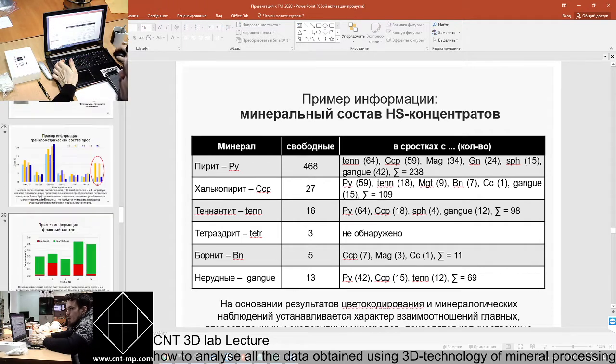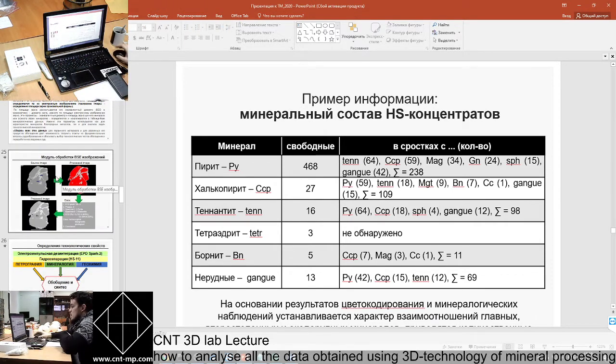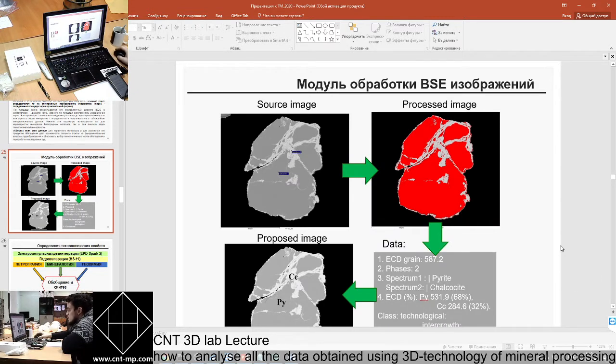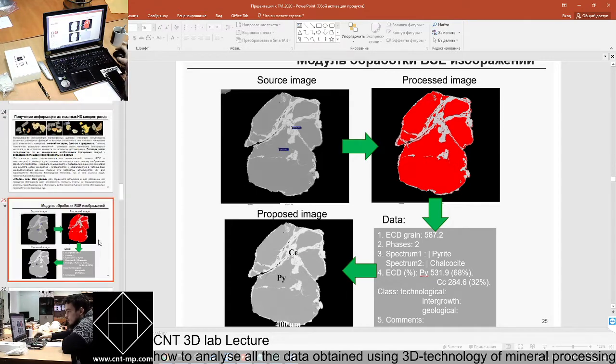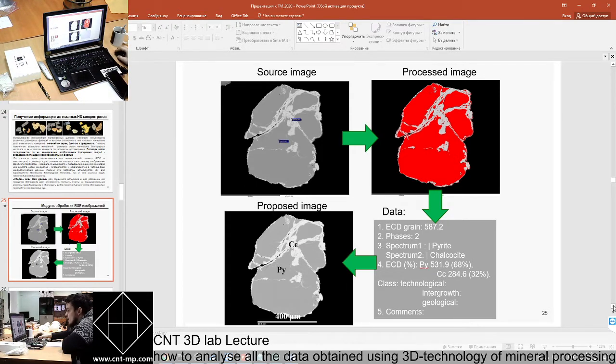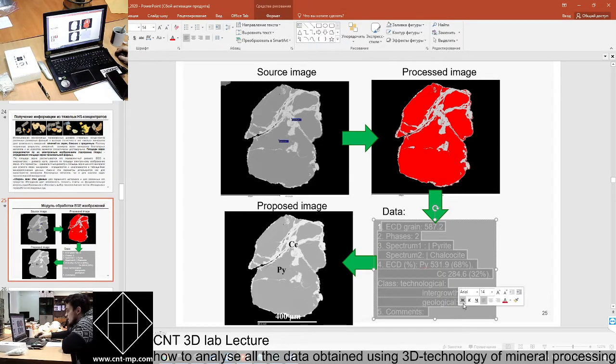All right. For example, let me show a simple flow chart of how we do that. We do that using a special program, ImageJ, and now we are working on automated special software called 3D technology software, which will allow us to automatically analyze all the needed data for our investigations or task of a particular study.